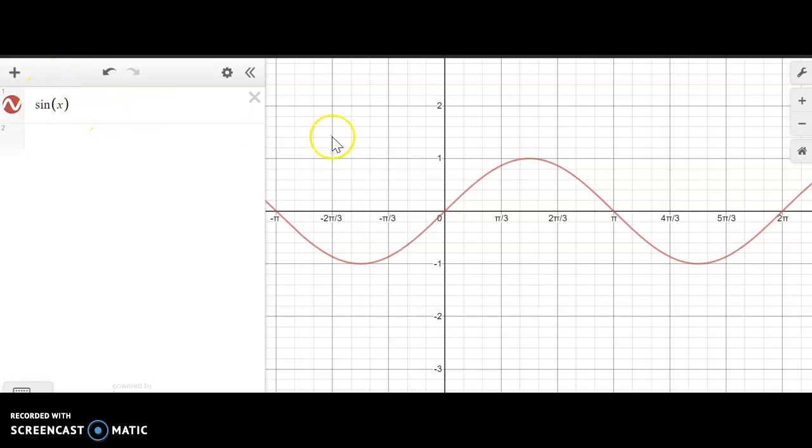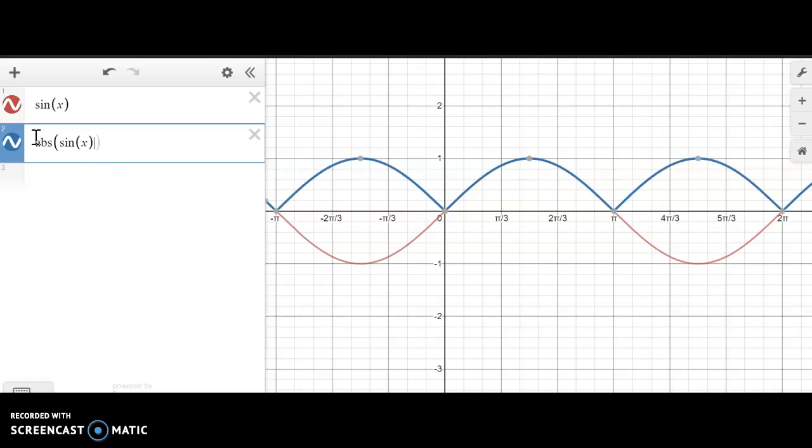Okay, so notice I've got a sine graph here. Notice sine goes from -1 to +1. So I'm going to try to visually think about what squaring sine would look like. Well, I know that it's going to make all those negative pieces positive, right? So when I square this negative thing, it's going to become positive.